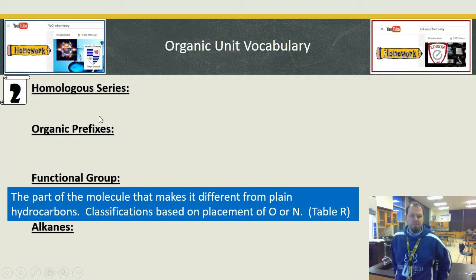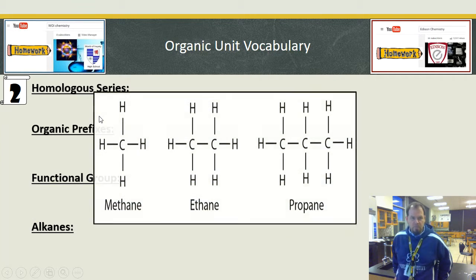These classifications are based on the placement of O or N. Sometimes it's a halide, like bromine, chlorine, iodine. Okay, these are all on table R.